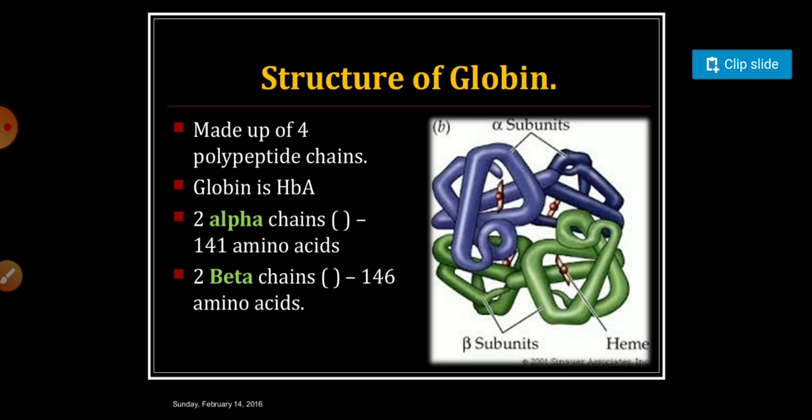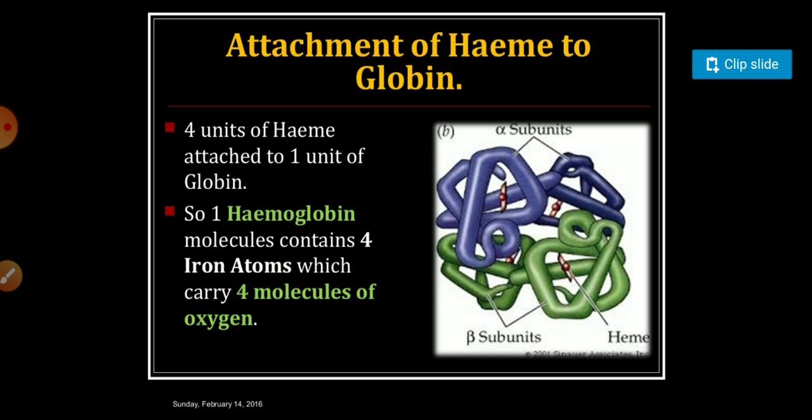It is made up of polypeptide chains. Globin is also known as HbA. It contains 2 alpha chains with 141 amino acids, and 2 beta chains with 146 amino acids. So you can see the beta unit and alpha unit and the heme protein. The heme is attached to the globin and forms the hemoglobin. So 4 units of heme are attached to 1 unit of globin. One hemoglobin molecule contains 4 iron atoms, which carry 4 molecules of oxygen.